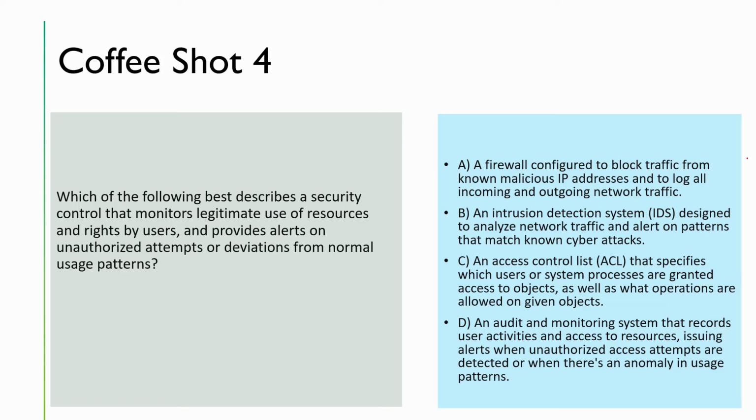So option A, firewall. Take the example of a firewall configured to block traffic from known IP addresses and log all incoming and outgoing network traffic. So a firewall is more like a preventative control. The question talks about monitoring the legitimate use of resources and rights by the user. A firewall is a preventative control that we install on the enterprise to protect the organization from external attacks. Option B, IDS. IDS is designed to analyze network traffic and alert on patterns that match known cyber attacks.